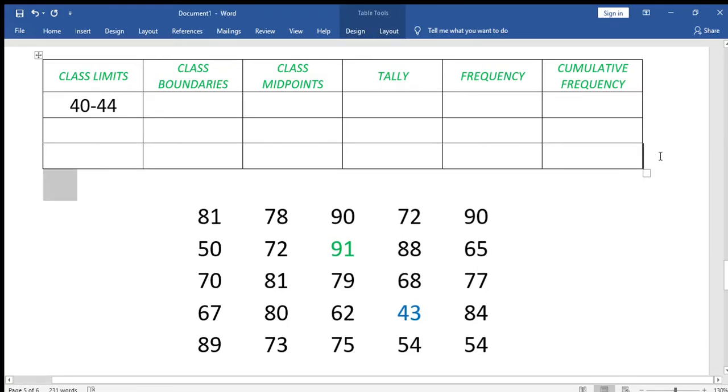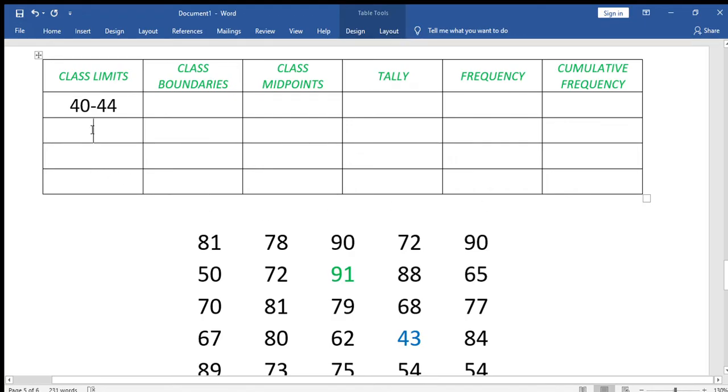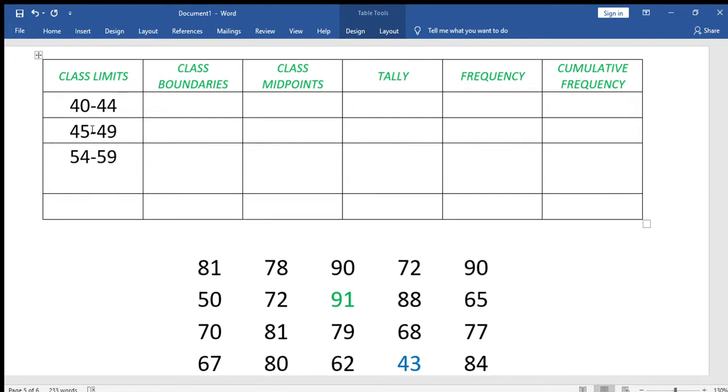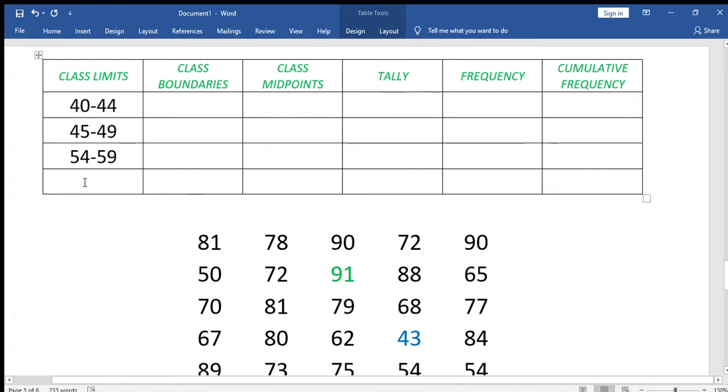We're going to continue. So from 40 to 44, what do you think is the next? The next would be 45 to 49. Okay? Then followed by 50 to 54. What do you think? This is supposed to be 50, and this is 54. Then next we have 55 to 59.